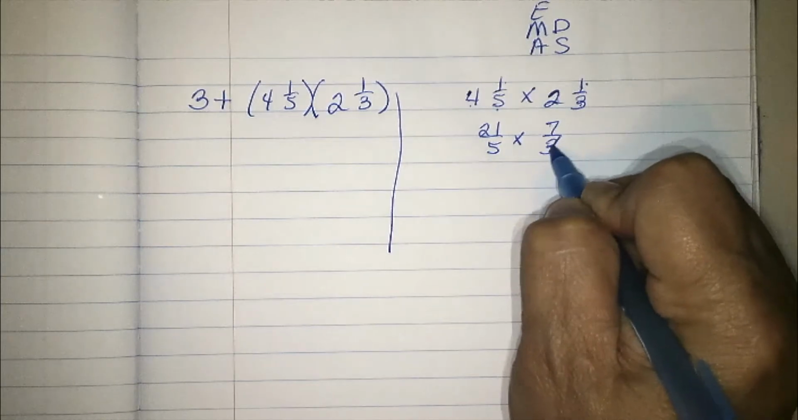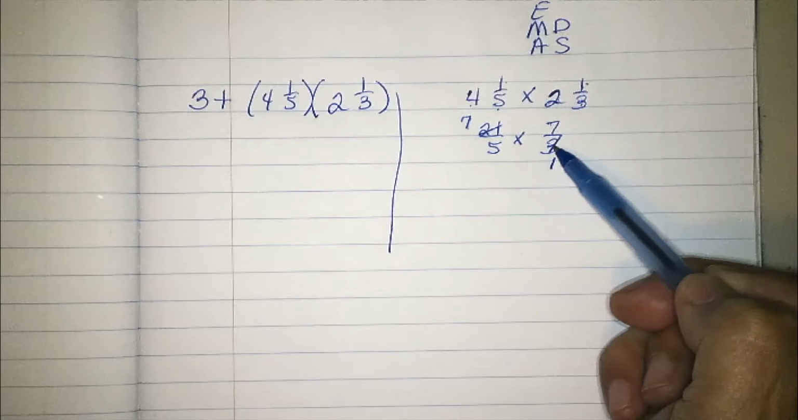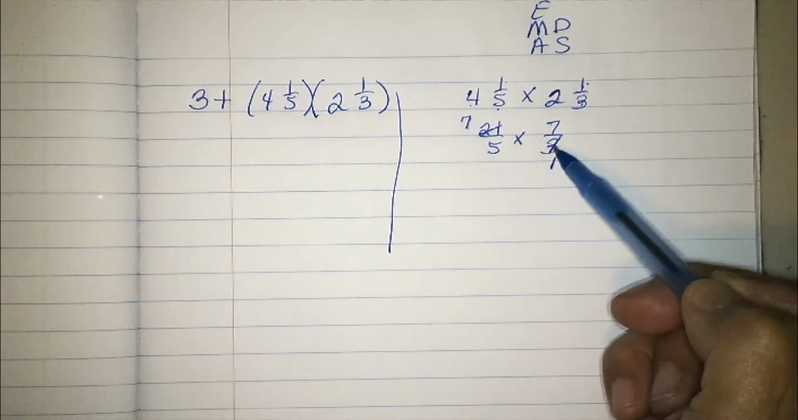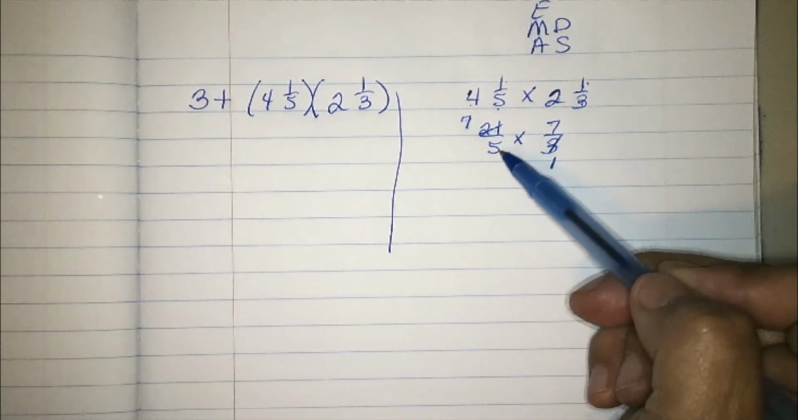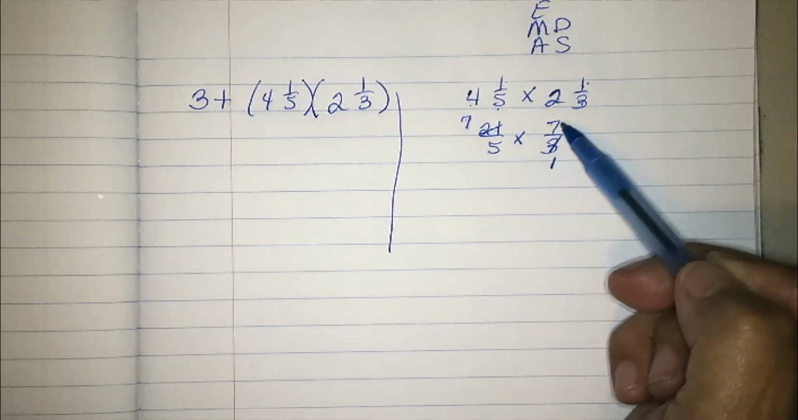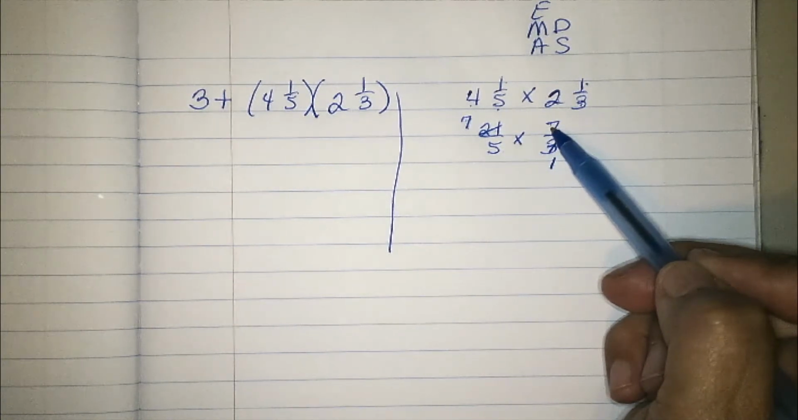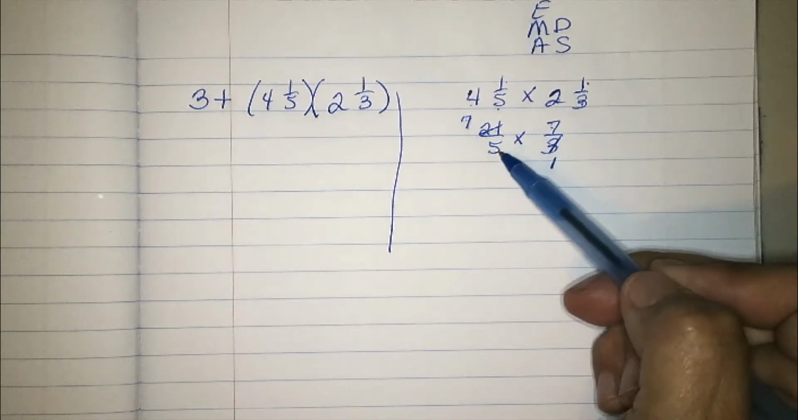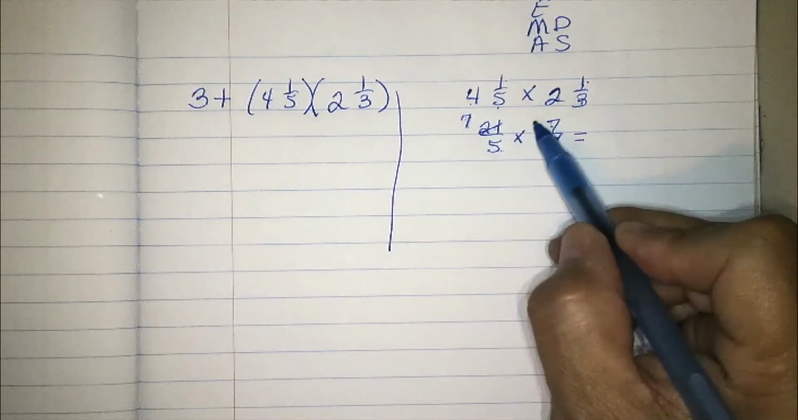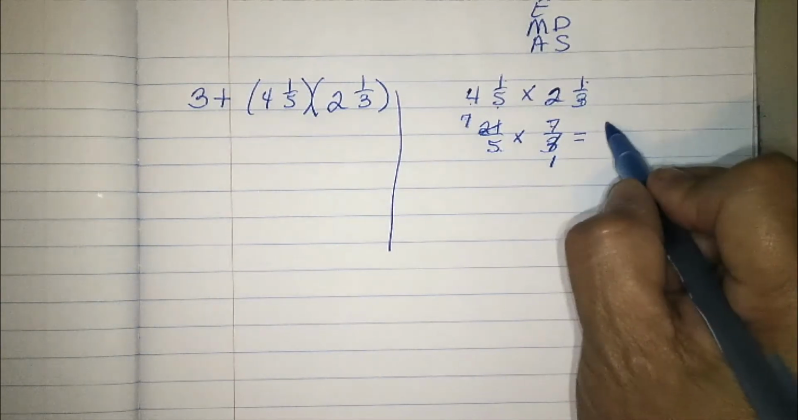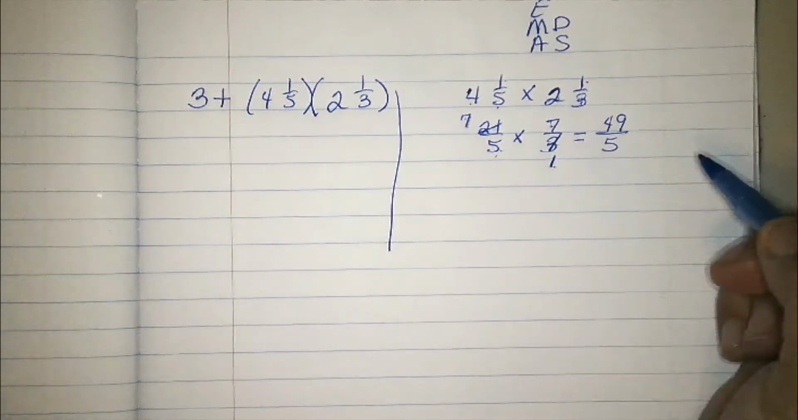In other words, 3 divides into 21 7 times. 3 goes into itself 1 time. I try the same thing by looking at the other two numbers, but 5 does not divide into 7 evenly, and there isn't any other number that divides into both. So let's multiply the numerators. 7 times 7 is 49. 5 times 1 is 5.